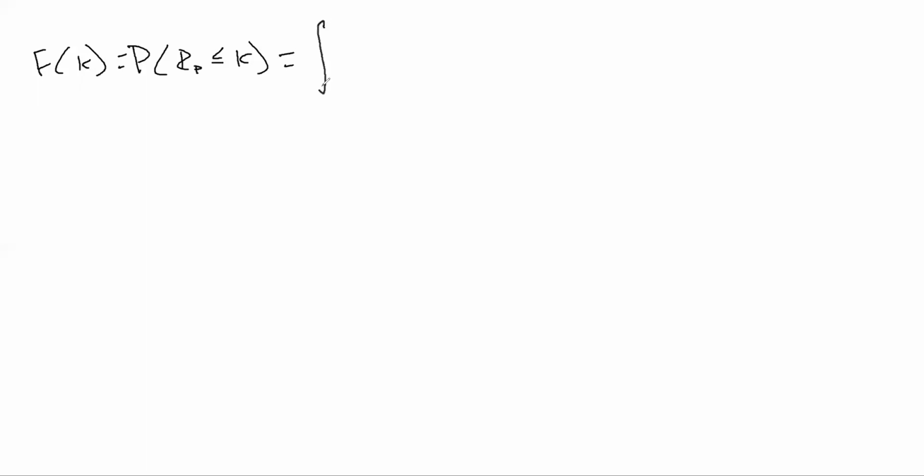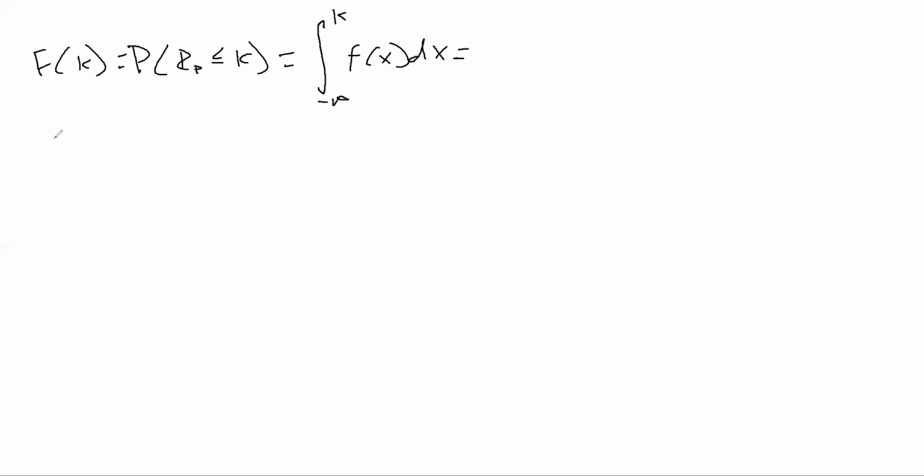You don't have to integrate anything in this class, but this is how you do it. So you go from negative infinity all the way to K. It has some distribution function. You integrate it, and now this would give you the probability.